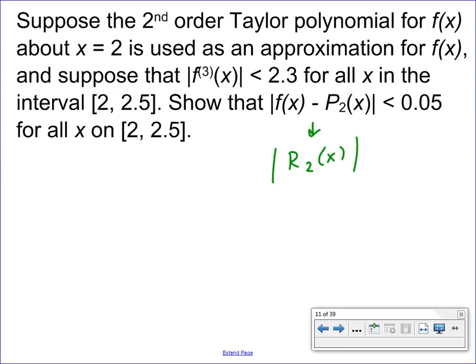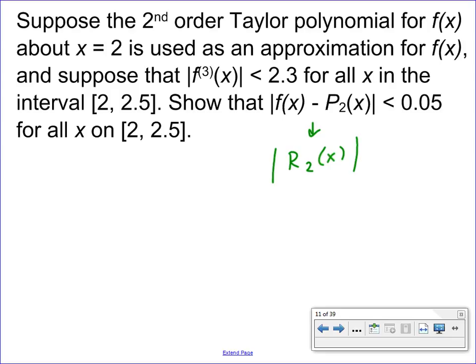Right, that's the error in my approximation, is less than 0.05 units for all x on the interval 2 to 2.5. Can we use the alternating series error bound? Are we given any indication that the terms alternate sign, decrease in magnitude, or approach 0? No. And so we don't have enough information to apply the alternating series error bound. We don't know that we have an alternating series or not, let alone whether or not the terms decrease in magnitude or go to 0 as n goes to infinity.